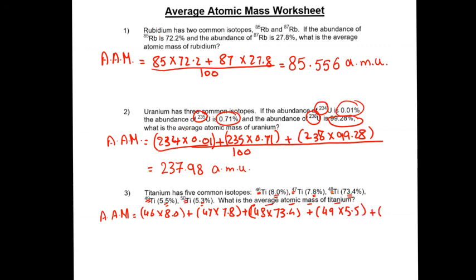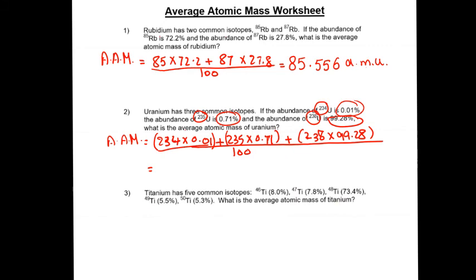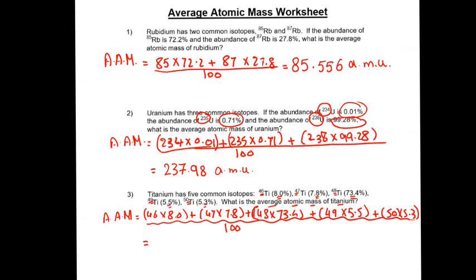plus 50 multiply 5.3. When you do this calculation in the exam, do each calculation separate, like 46 multiply 8 first, 47 multiply 7.8 first. Do each calculation and then add them all and divide the result by 100. You will get the final answer. Final answer is 47.92 atomic mass unit.